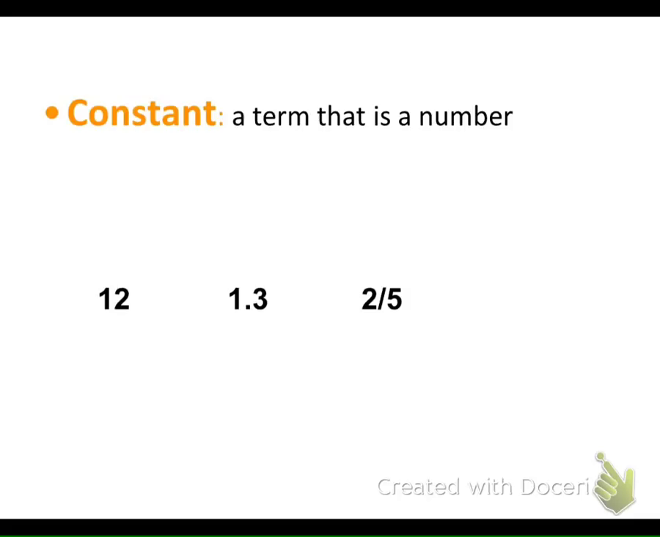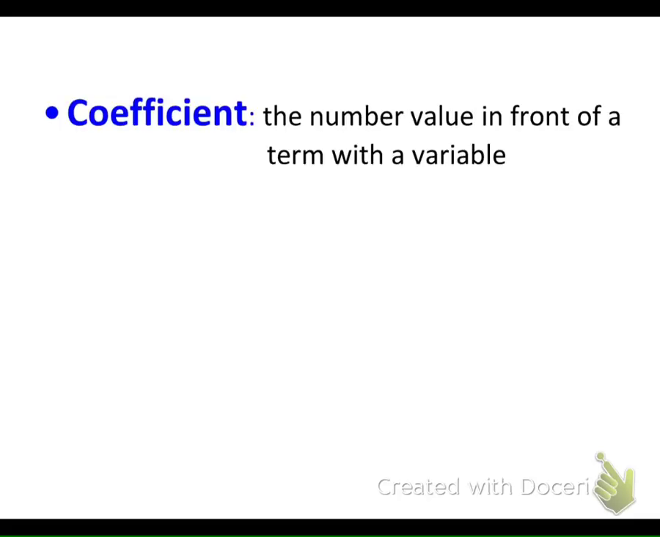Okay? So whether your value is a whole number, a decimal, or a fraction, a number that stands by itself is called a constant. A coefficient is the number value in front of a term with a variable. So let's look at these examples here. If I have 2x, -3n, and 1/2 y, each of these terms is the product of a number and a variable. Okay, so here I have 2 times x. The coefficient for 2 times x would be 2. It's the number in front of the variable. The coefficient for -3n is -3. The coefficient for 1/2 y would be 1/2. It's the number in front of the variable.